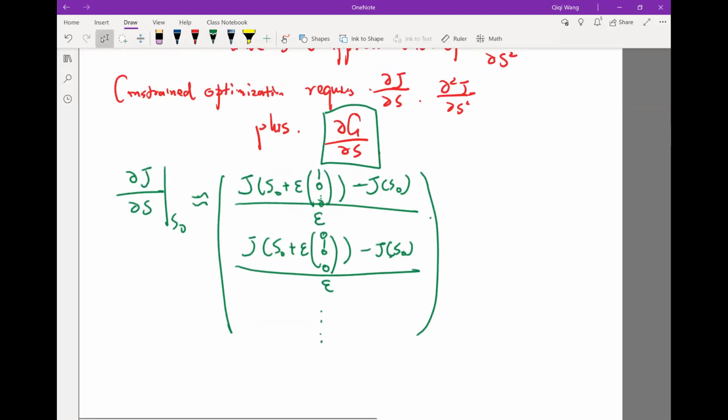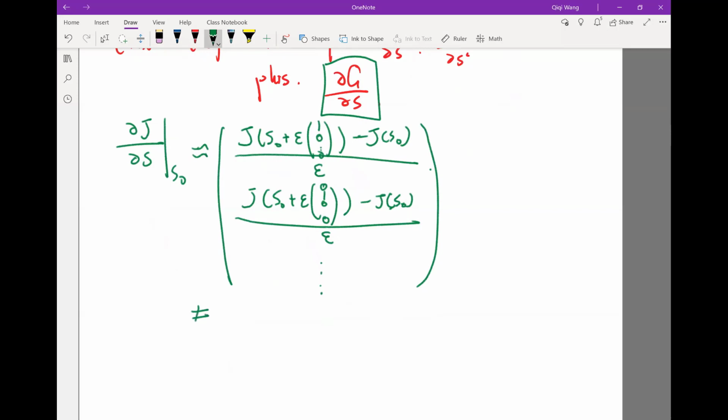So in this method, the computation cost, or the number of simulations if J involves a simulation, is equal to D plus 1 for a D-dimensional design parameter S. This is one of the pretty common ways to compute the derivative. It is computationally feasible if D is small.